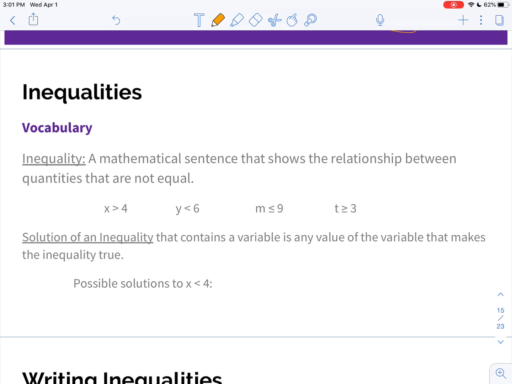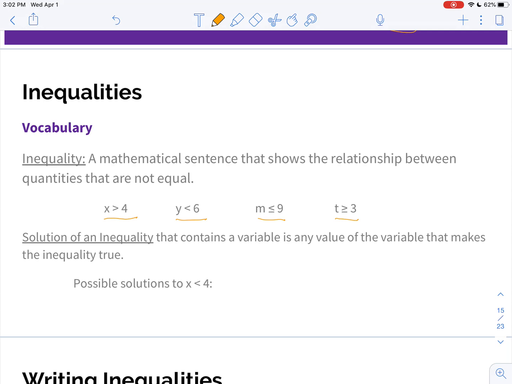So, just a review of inequalities. An inequality is a mathematical sentence that shows the relationship between quantities that are not equal. I have some examples here for you. x is greater than 4. It could be y is less than 6. M is less than or equal to 9. Or t is greater than or equal to 3. All of those are examples of inequalities.